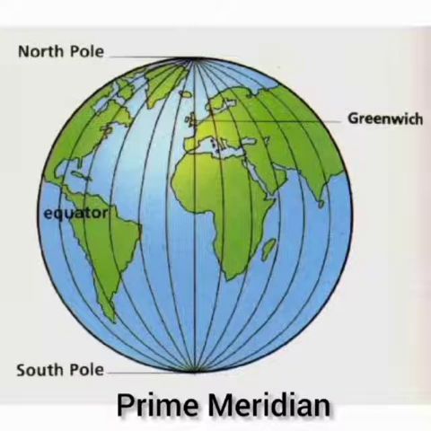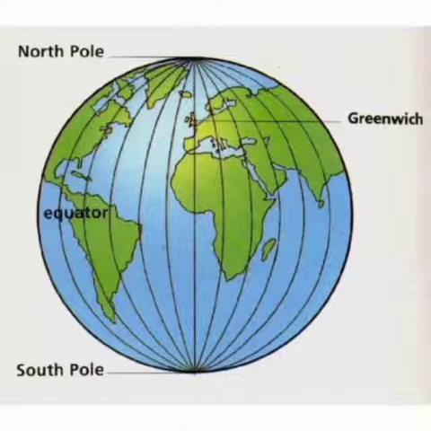From this meridian, it is convenient to calculate time all around the world. All the other longitudes are measured from the prime meridian and are followed by east and west.